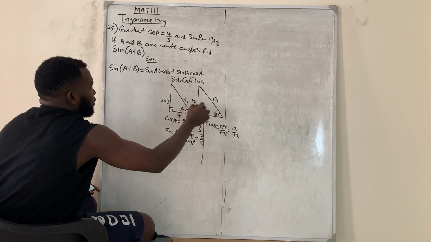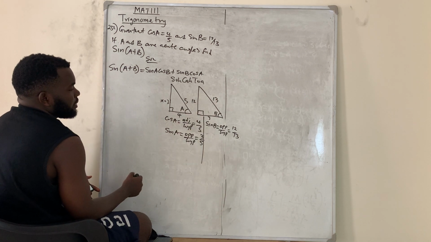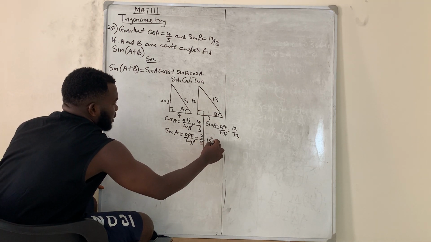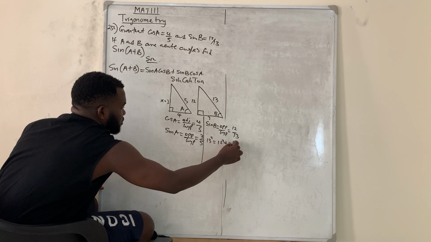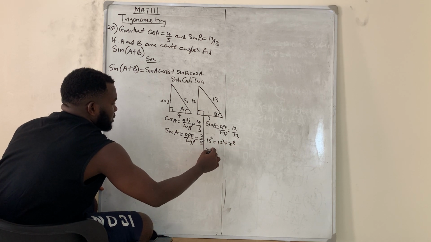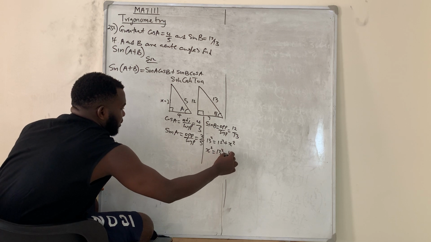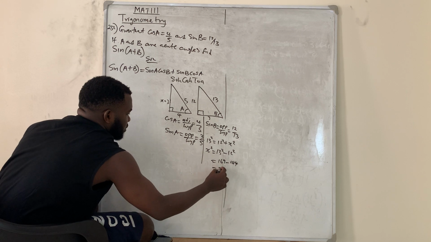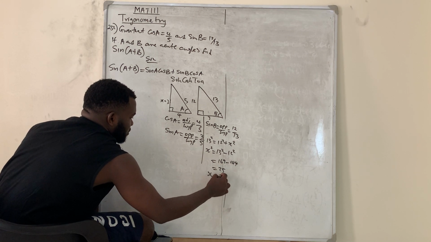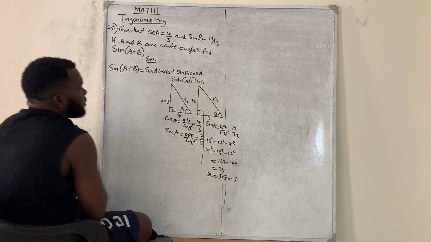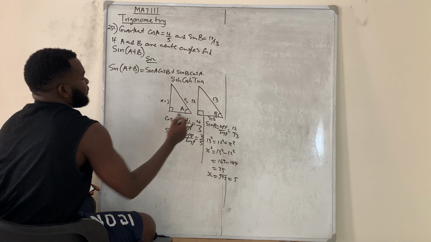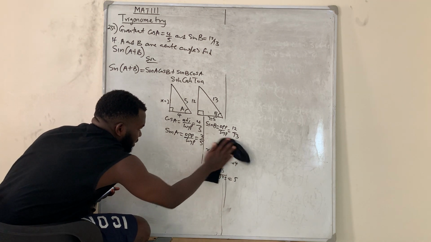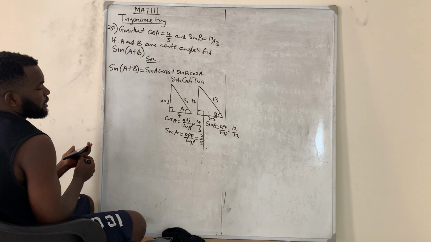The opposite is 12, so the remaining thing is just to get my adjacent. To get my adjacent, we can use Pythagoras theorem again. 13 squared is equal to 12 squared plus x squared. So x squared will be 13 squared minus 12 squared, which is 169 minus 144. I think that is 25. So x is the square root of 25, which is 5. So the Pythagoras triple there is 5, 12, 13. From here, I can now get my cos B.